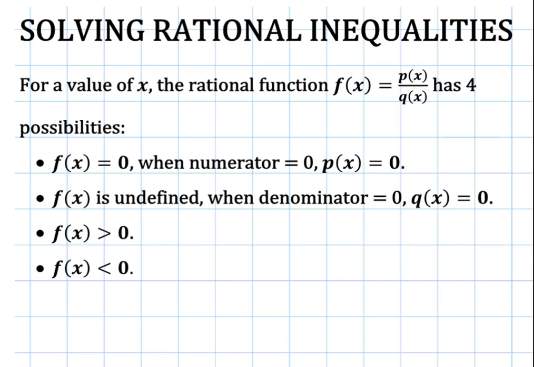Solving rational inequalities. A rational function for particular values of x can have one of these possibilities. When f of x equals 0, that is where the top equals 0. The function is undefined where the denominator equals 0. When we have those two cases out of the way, we can focus on where f of x is greater than 0 or f of x is less than 0. We determine this using the test point method.